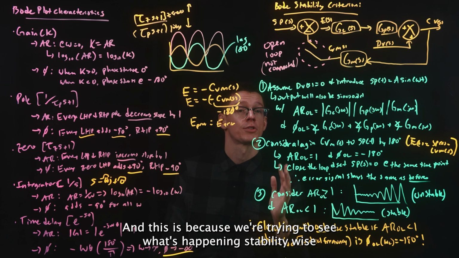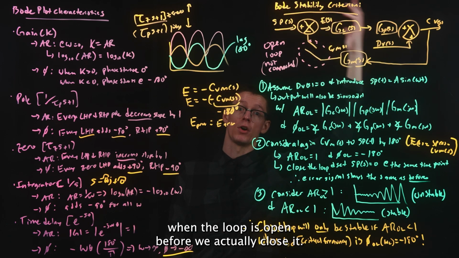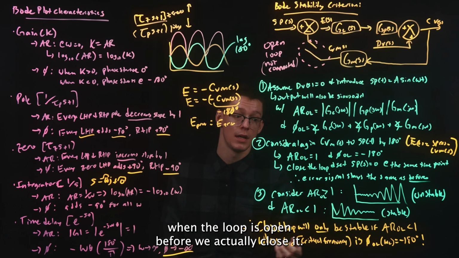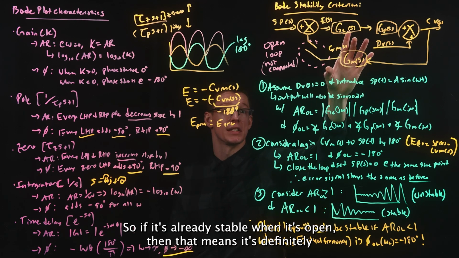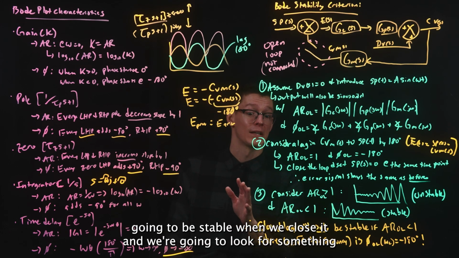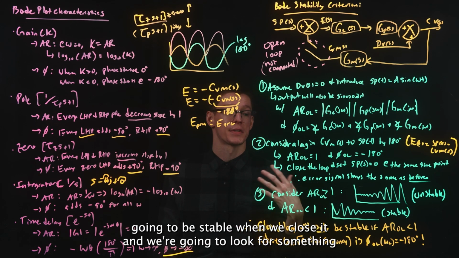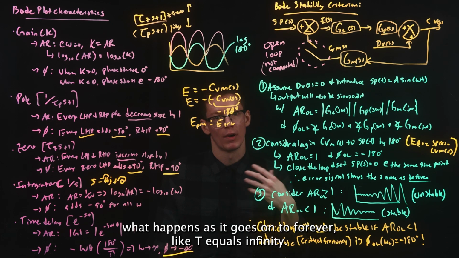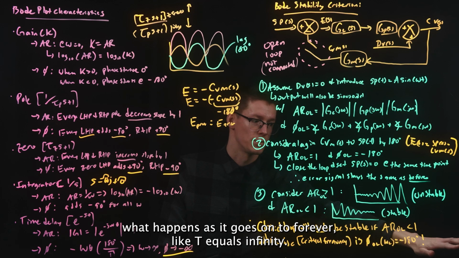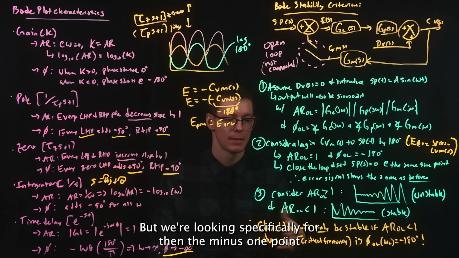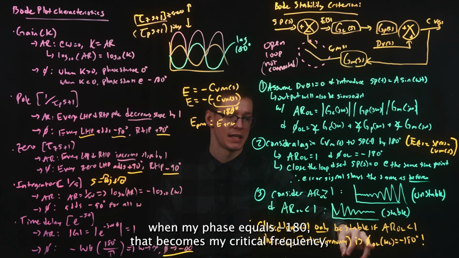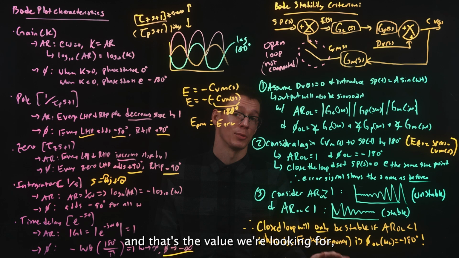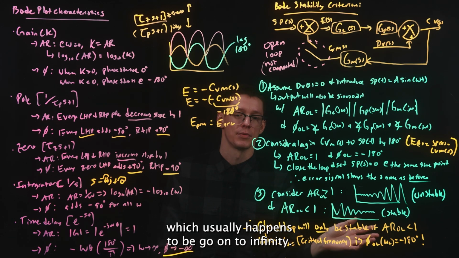This is because we're trying to see what's happening stability-wise when the loop is open before we actually close it. So if it's already stable when it's open, then it's definitely going to be stable when we close it. And we're going to look for something called the critical frequency, or WC, which happens as it goes on forever, like t equals infinity, but we're looking specifically for the minus 180 point. When my phase equals minus 180, that becomes my critical frequency, and that's the value we're looking for, which usually happens as we go on to infinity.